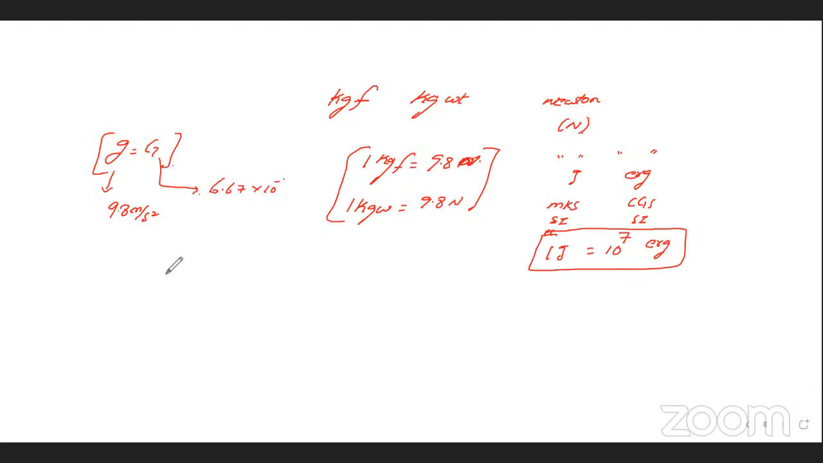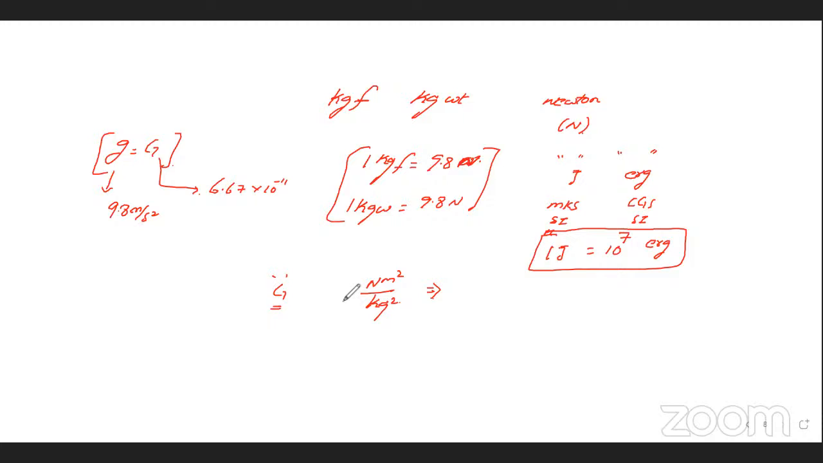6.67 × 10⁻¹¹. Okay. Can anyone tell me what is the unit for capital G? Anyone? Newton meter square by kg square. Yes, Newton meter square by kg square. Okay, right. Can anyone tell me what is the dimension for this capital G?